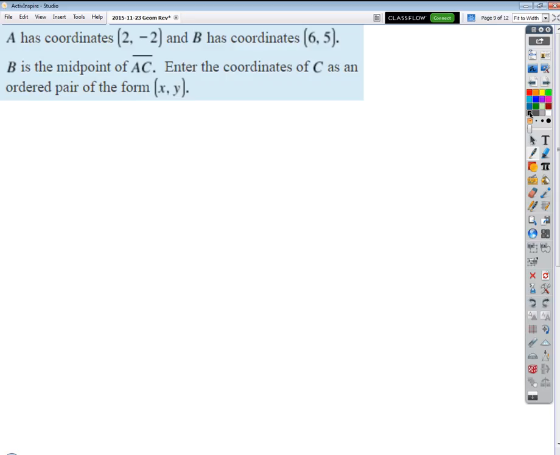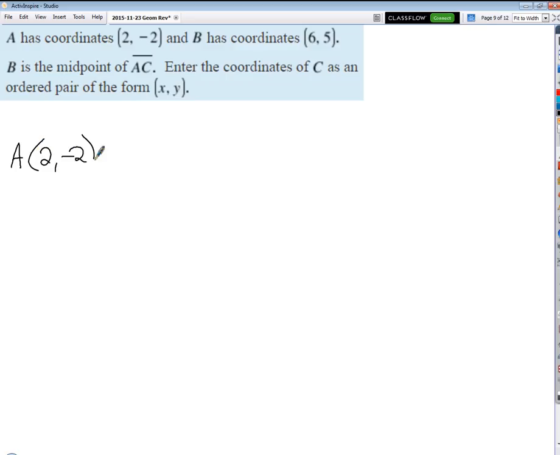It's telling us that A is an endpoint, and it has coordinates 2, negative 2. B is a midpoint, and it has coordinates 6, 5. And the question is asking for the coordinates of the other endpoint, C. How do we think about this though?